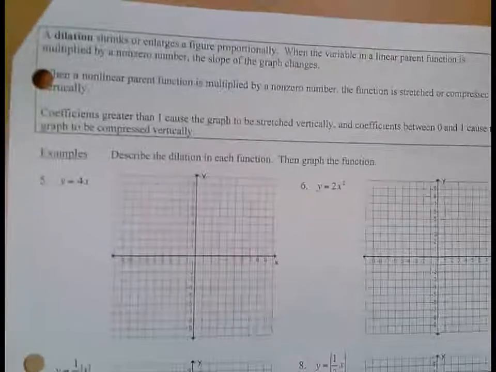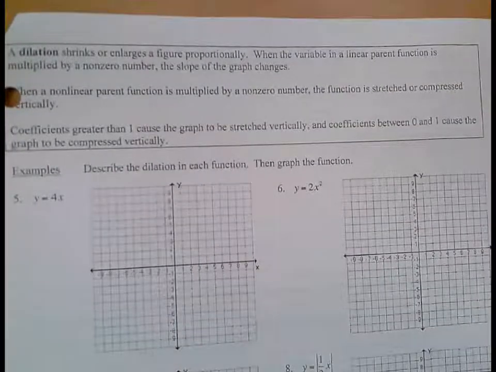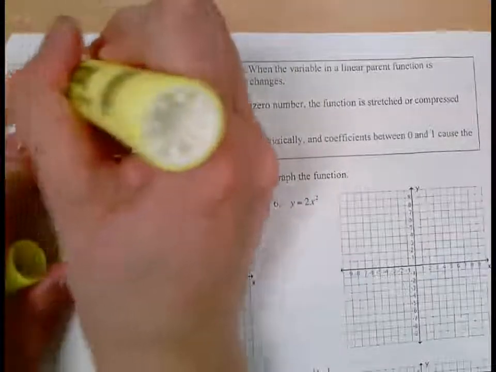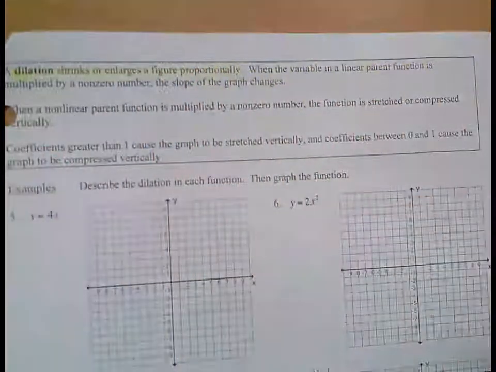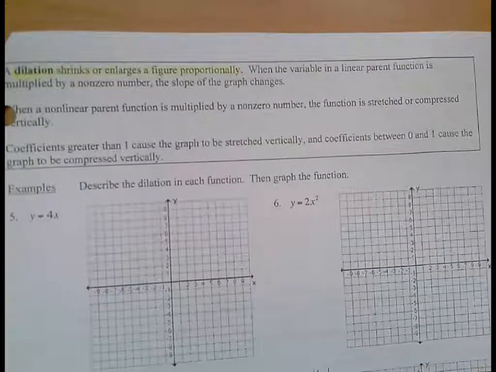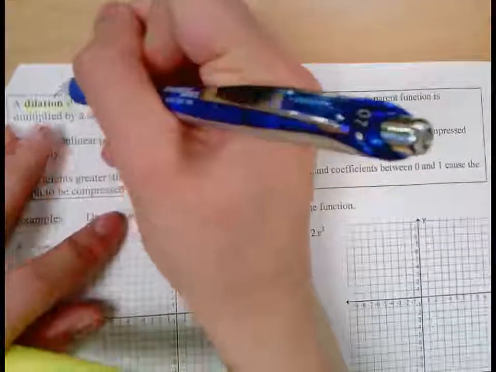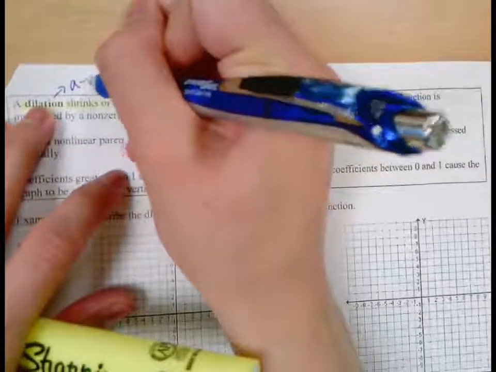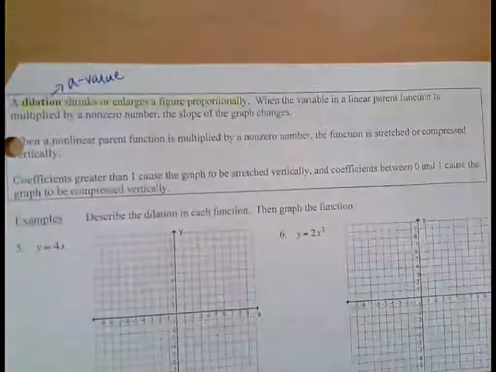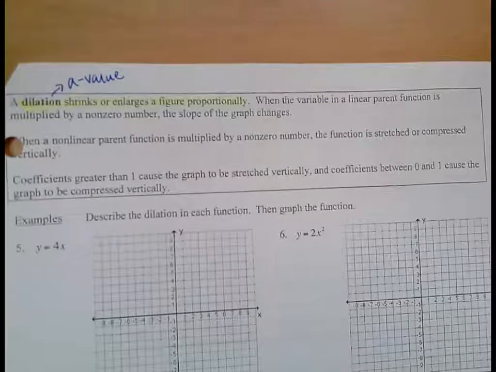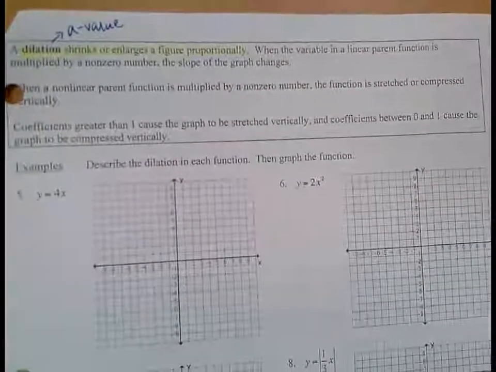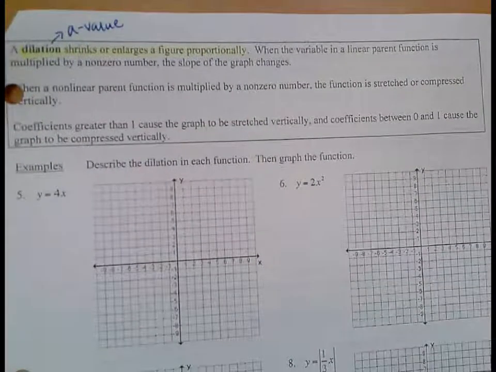Dilations are the last transformation we're going to talk about. A dilation shrinks or enlarges a figure proportionally. For our purposes, this is going to be the A value in those formulas that I gave you on the front side, or the formulas I had you write down. So this would be the value that's multiplied in front of the quantity with x.